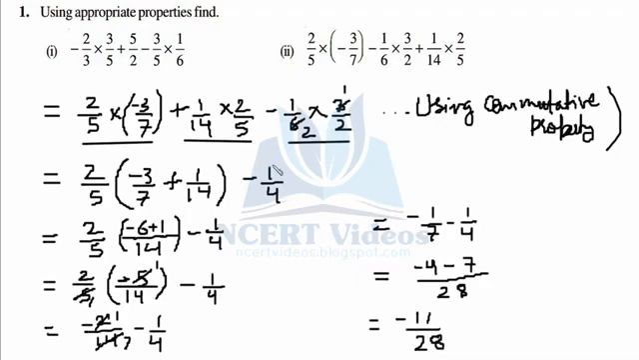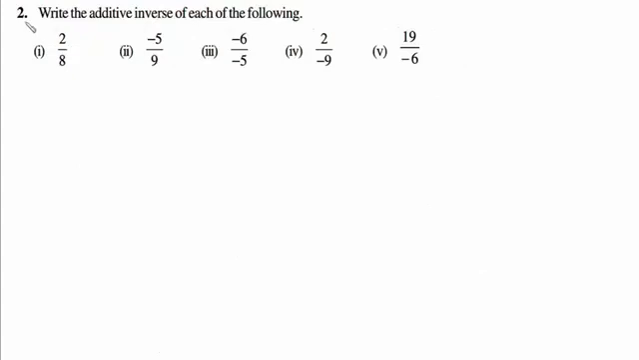So in this way, you solve your question using properties. If we would not have used any property, the amount of time taken would be more, and sometimes the question becomes cumbersome to solve. And that completes your question number first. Question second: write the additive inverse of each of the following.